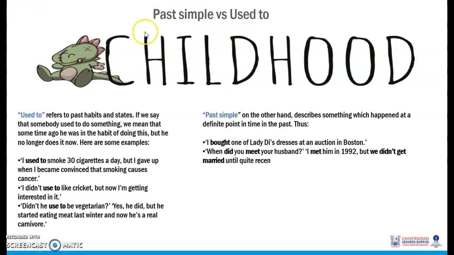So the difference basically is that used to is to talk about habits, something that you did but you don't do anymore, and past simple is just to tell something that you did. And in most cases, you need to use some time markers like last year, last week, last month, yesterday, last night, etc.